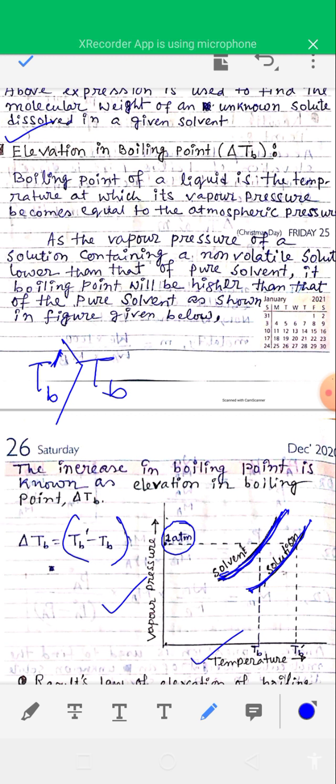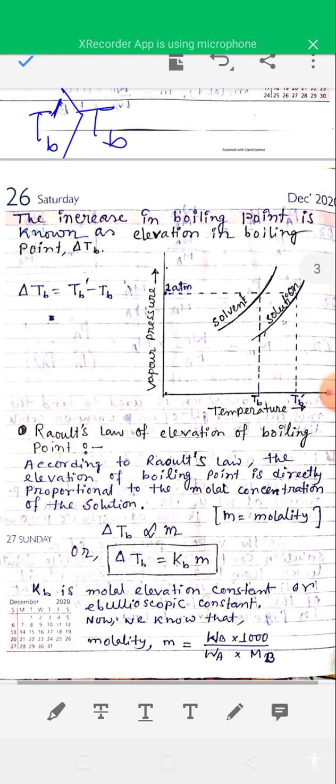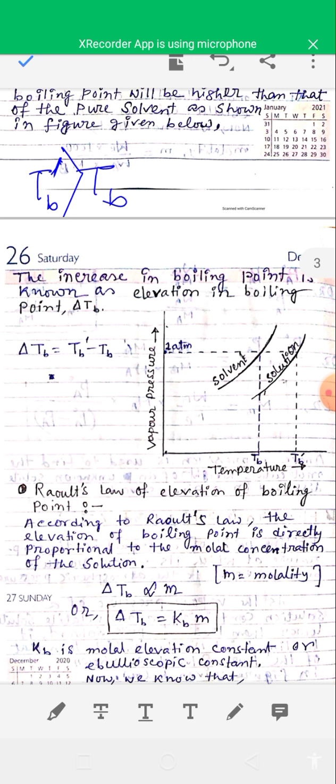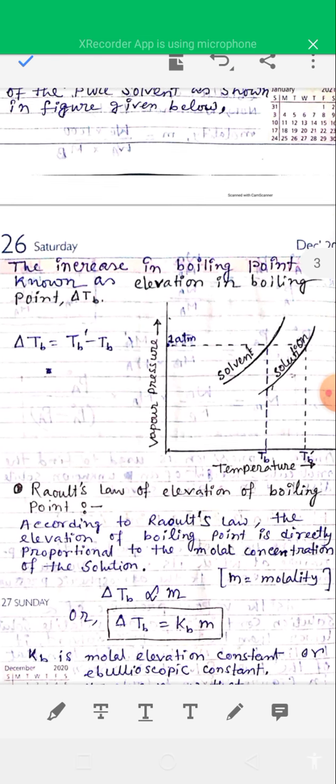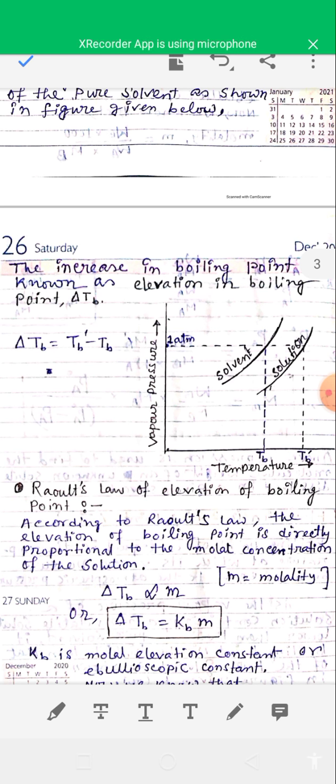You can see according to this figure, the vapor pressure of pure solvent becomes 1 atm when the temperature is TB, and the vapor pressure of the solution becomes equal to 1 atm at temperature TB prime. So from this diagram it is clear that the boiling point of this solution is higher than that of pure solvent, that is TB dash is greater than TB.